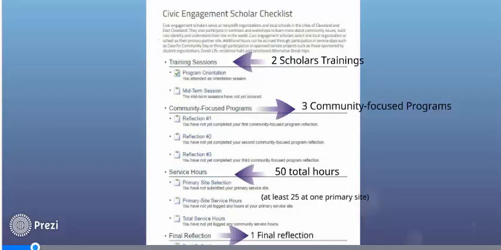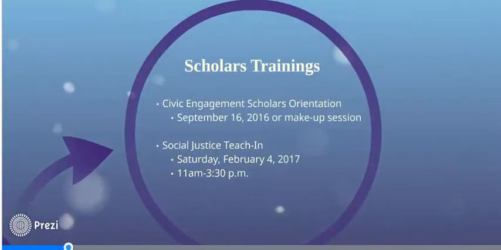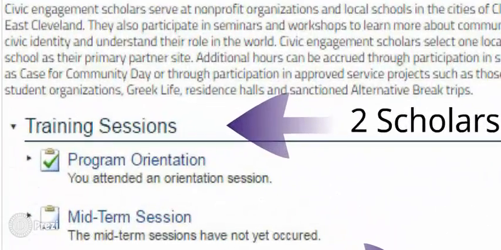All scholars are required to attend 2 trainings which are organized by CCEL. The first is the Scholars Orientation, which takes place in the fall, and if you're watching this video, you most likely have completed this orientation or you're doing a makeup option. The second required training is in the spring semester, and it is the Social Justice Teach-In. This year, the teach-in is Saturday, February 4th from 11 to 3:30 p.m., so just be sure to save the date. These trainings are coordinated directly by CCEL, and we manage the attendance. So typically you'll sign in at the training, and then when you go back to your checklist, you'll notice that we'll check off that box with a green check mark, and so you don't need to do anything with that.